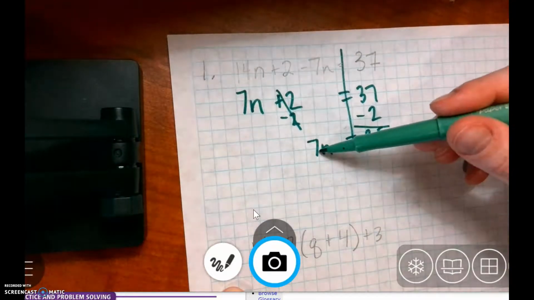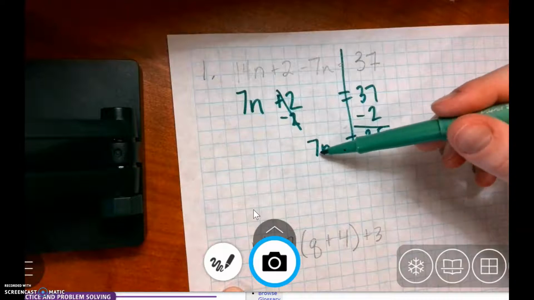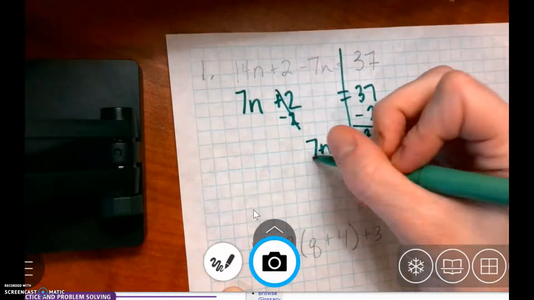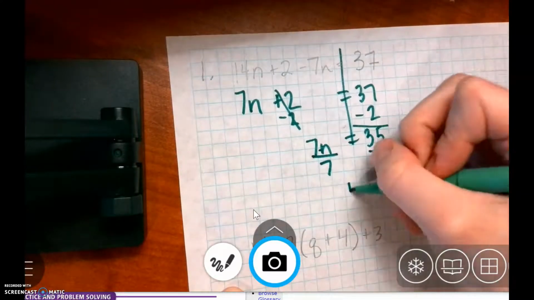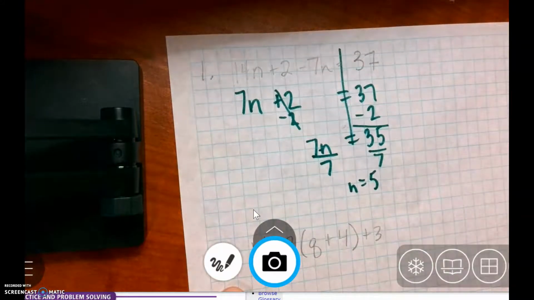My last step is to isolate or get n alone by doing the inverse of times 7, so I'll divide. And n equals 5.